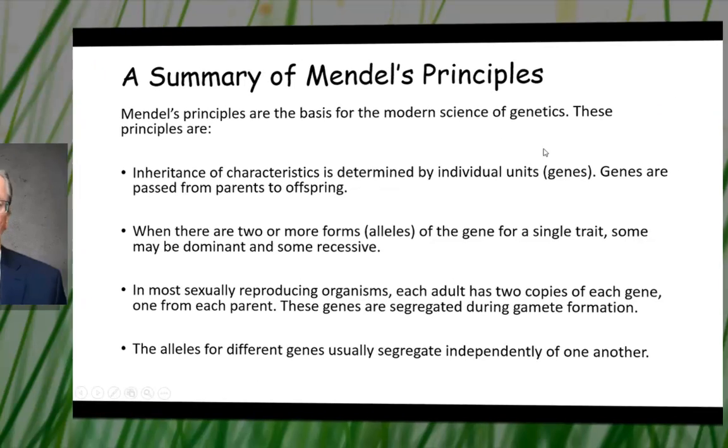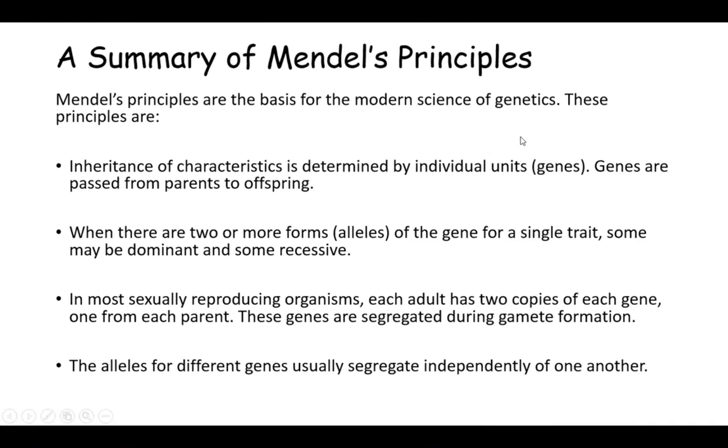Summary of Mendel's principles. Mendel's principles are the basis for the modern science of genetics. The principles are: the inheritance of characteristics is determined by individual units or genes. Genes are passed from the parental to the offspring. Second, when there are 2 or more forms or alleles of the gene for a single trait, some may be dominant and some may be recessive. Third, in most sexually reproducing organisms, each adult has 2 copies of each gene, 1 from each parent. These genes segregate during the formation of gametes. And the final point, the alleles for different genes usually segregate independently of one another.